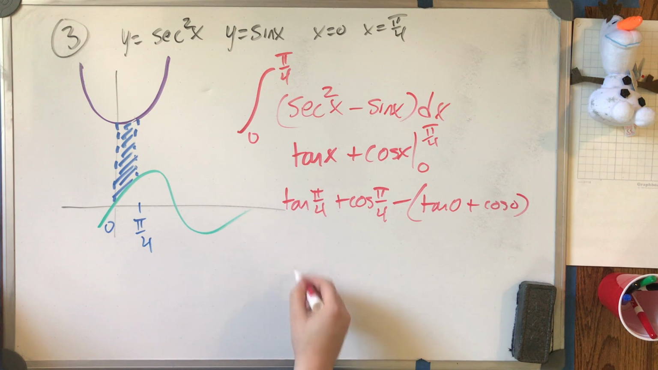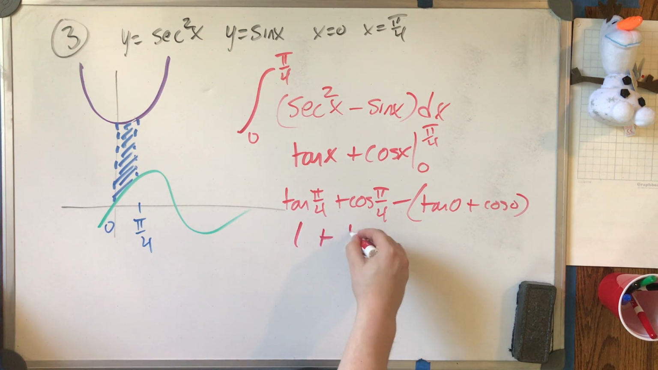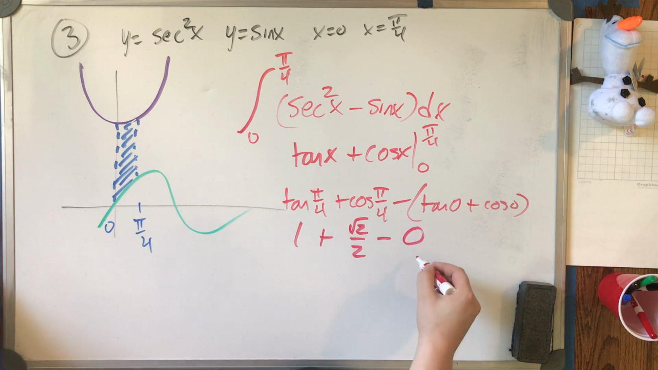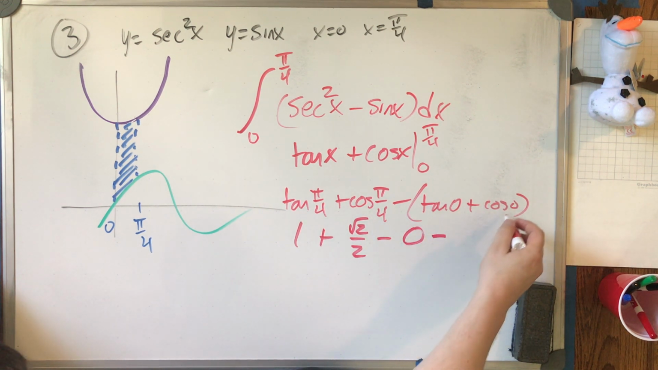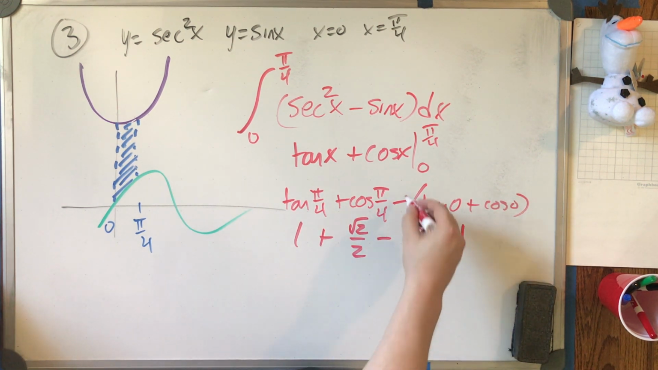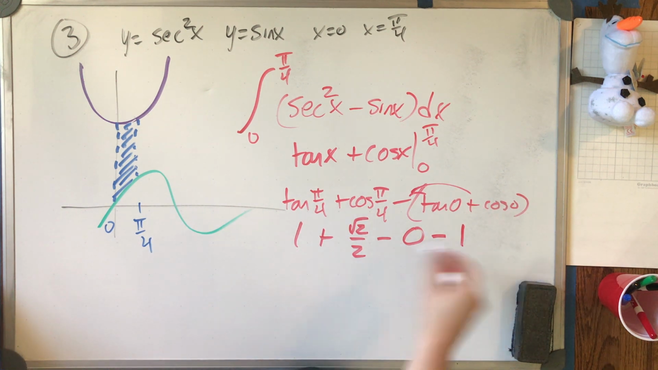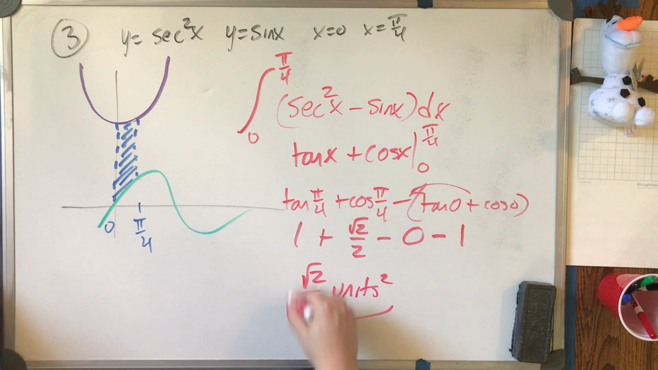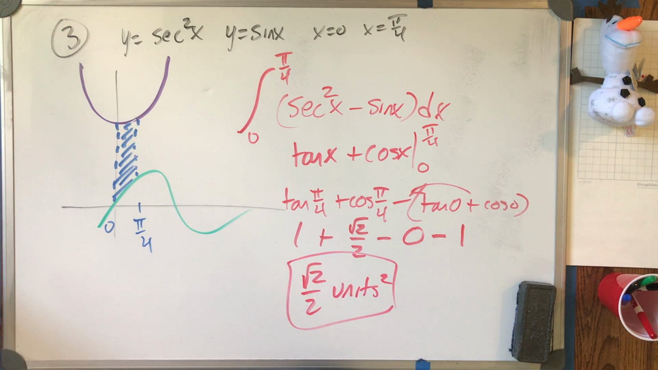So tangent of pi over 4 is 1. Cosine of pi over 4 is the square root of 2 over 2. Tangent of 0 is 0, and cosine of 0 is 1. And I distributed that negative sign through, so the 1's cancel, and I'm left with square root of 2 over 2 units squared. It's not so bad, right?